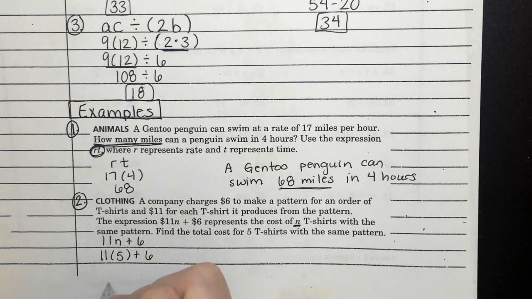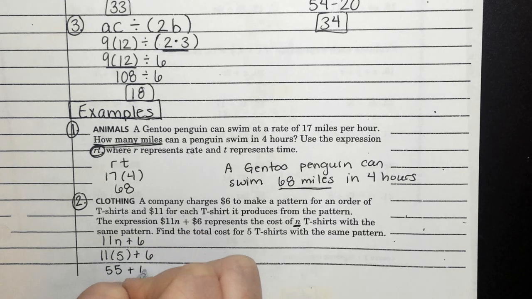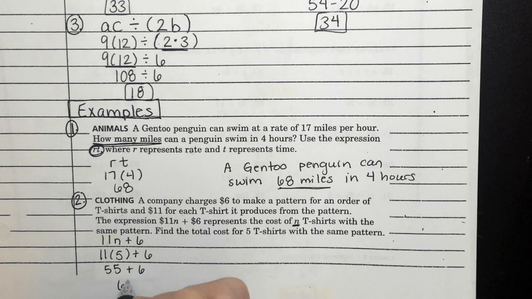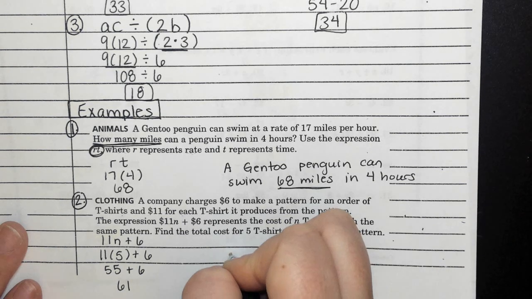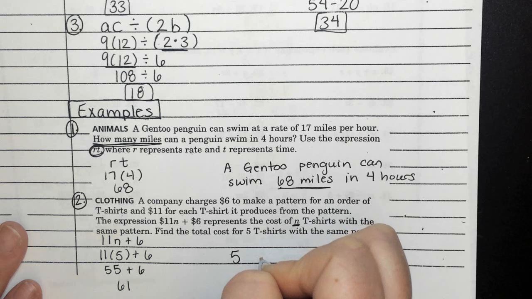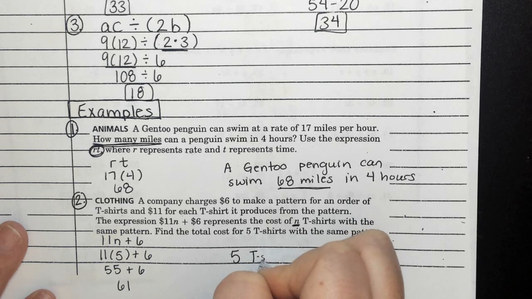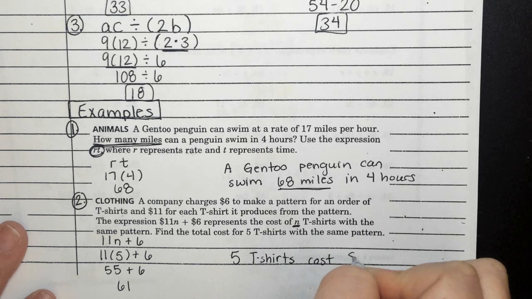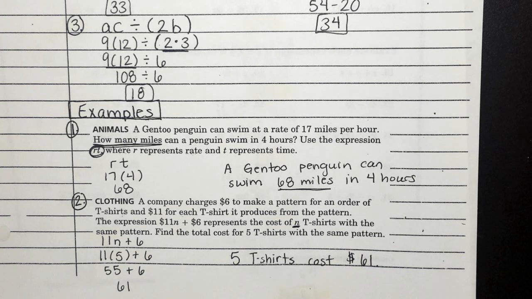11 times 5? 55. Plus 6. All right, make sure you write that set, 55 plus 6, and then underneath we can write our answer. So what would be a good sentence for this one, Josh? The total cost of all 5 t-shirts is $61. The total cost for 5 t-shirts is $61. I'm going to say 5 t-shirts cost $61. Either way is perfectly fine.